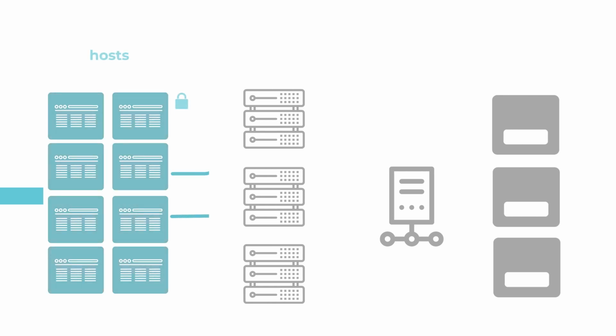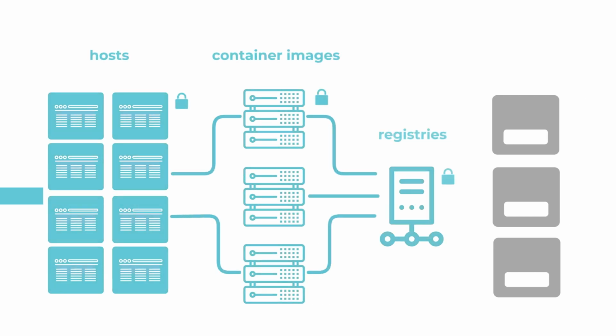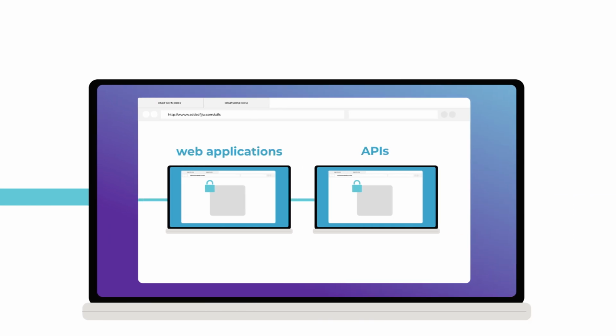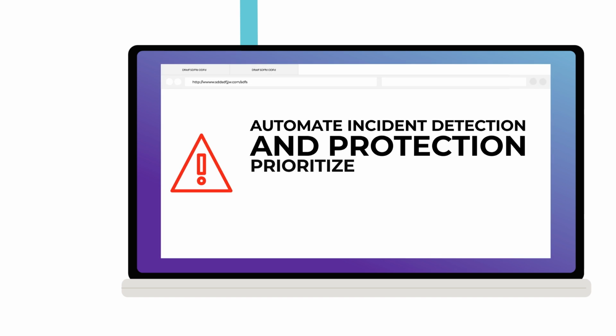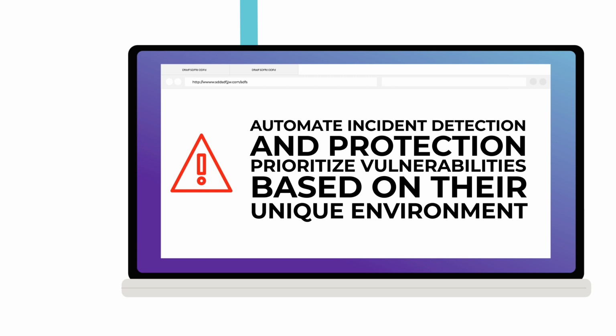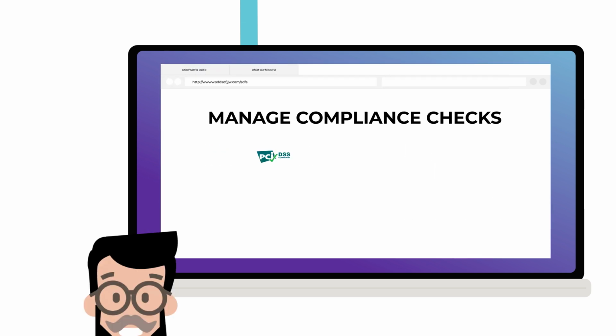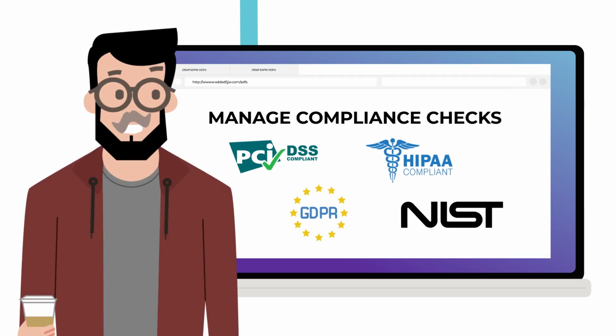Continuously scan hosts, container images, and registries, and serverless functions. Protect web applications and APIs. With PrismaCloud, customers can automate incident detection and protection, prioritize vulnerabilities based on their unique environment, and manage compliance checks across hundreds of pre-built and custom policies.